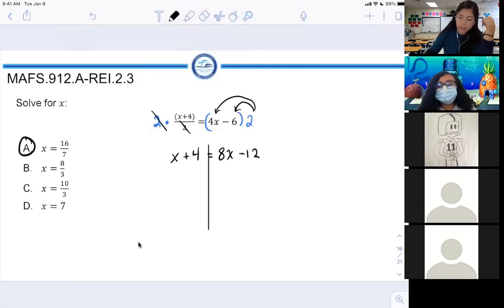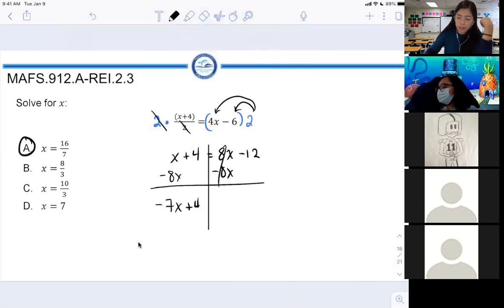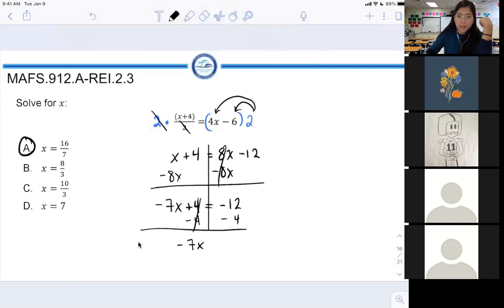A is correct. Good. Subtracting 8x from both sides gives me -7x plus 4 equals -12. Then you subtract 4 from both sides, so you get -7x equals -16. And then you divide by -7 on both sides. So we end up with x equals 16 over 7.